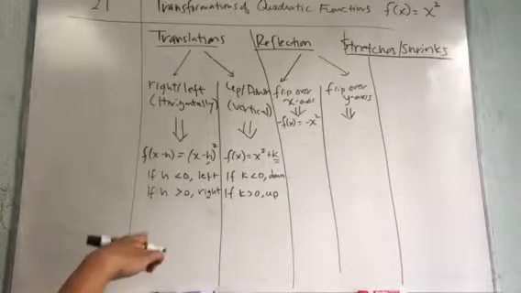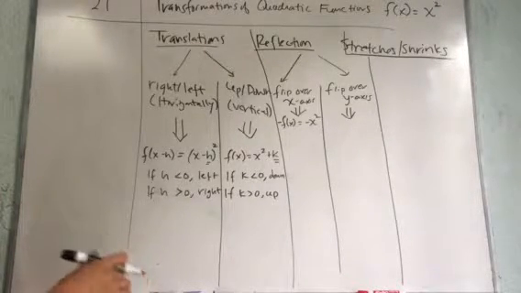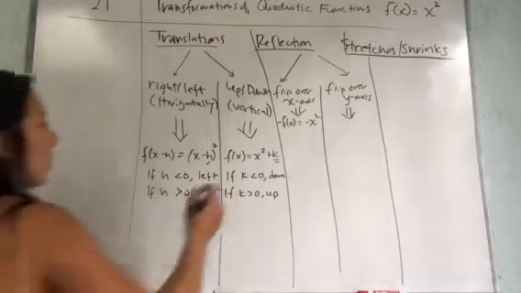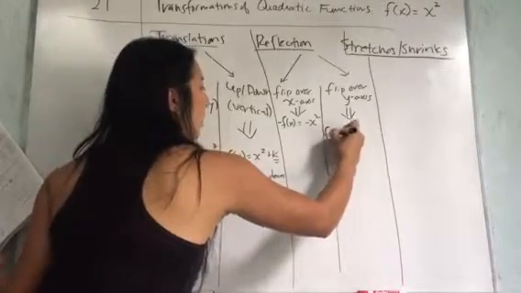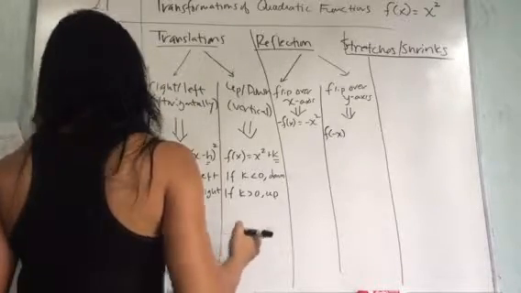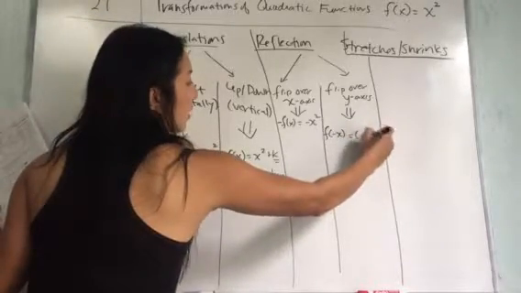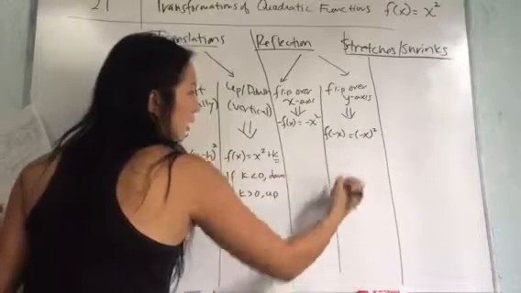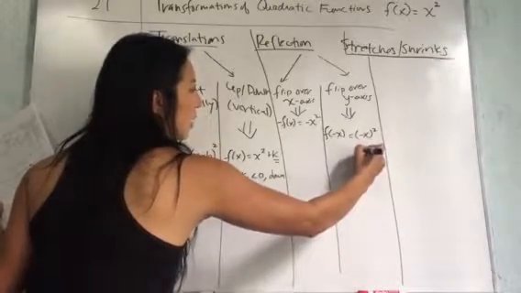Okay, now it's a little bit more complicated when you want to flip it over the y-axis, because you have to actually input a negative x into your function. Okay, and what I mean by that is you have to find f of negative x. So in other words, you need to find negative x squared, which we know that if you take a negative value and you square it, it becomes positive.